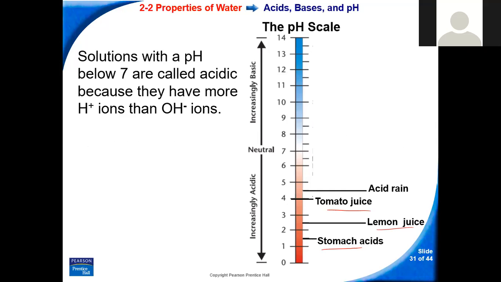Mister, you said that the stomach acid has pH 2, but over here it says 1.5. It's a range, between 1 and 2. It's not specific to 1.5.